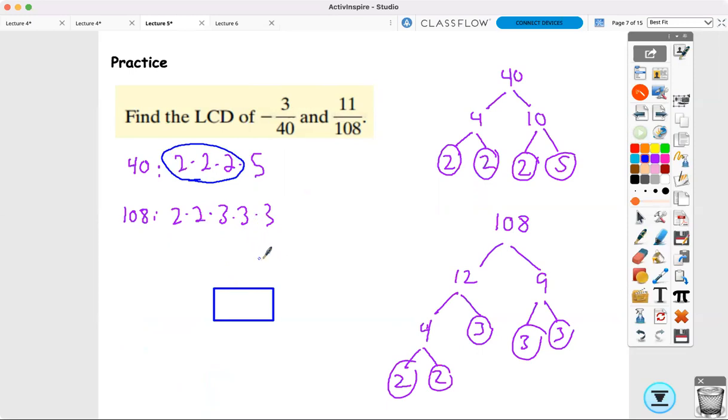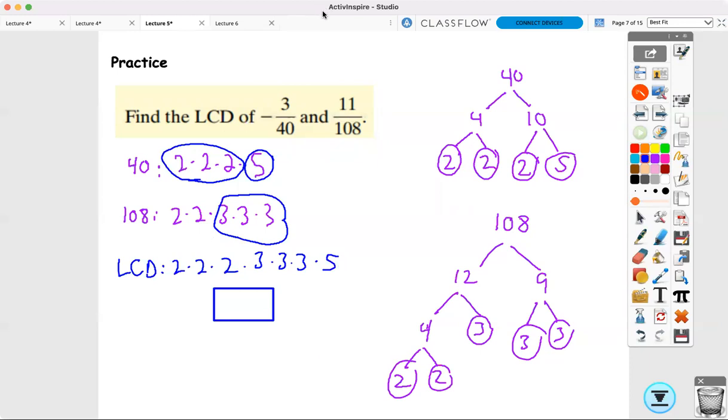Now, which other factor am I going to circle, and from where? From the 108, the 3's. I'm going to circle the 3's here because it has the most 3's. And then do you see any other prime factors that are not 2 and 3? Yeah, the 5. So then you're going to get the LCD is 2 times 2 times 2 times 3 times 3 times 3 times 5. Go ahead and multiply that in your calculator and tell me what you get.